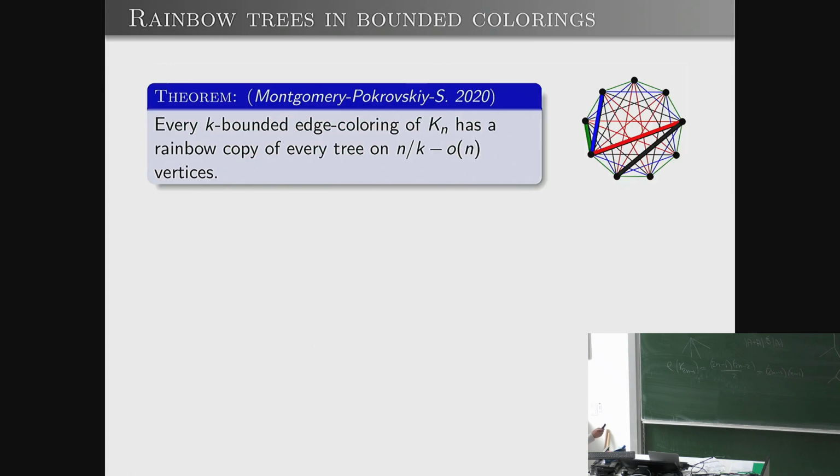And this motivated the following general result, which I proved with Richard Montgomery and Alexei Pokrovsky about 2020. We showed that you take any k-bounded coloring of the complete graph. So k doesn't need to be 1 or 2, it can be other numbers, but I had applications for 1 and 2. You take any tree of size roughly n divided by k, a tiny bit less, then in any k-bounded coloring of the complete graph, you can find your tree rainbow. So any tree, if it's only slightly smaller than n over k, you can find it rainbow.